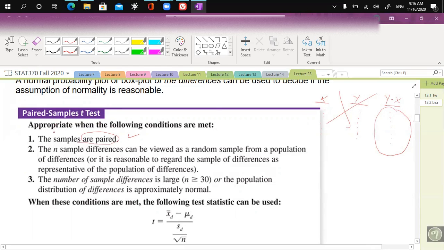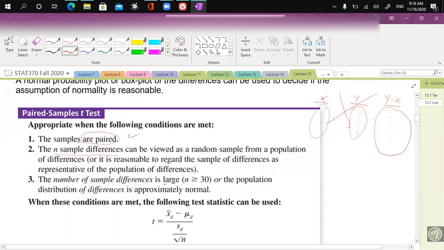So this column, that's what we mean by the n sample differences, which means this column can be viewed as a random sample from a population of differences. Now, what we're saying is, can we regard this one as a random sample? Or can we say this is representative of the population of differences? So that's what we mean. So we don't look at the X group or the Y group. We look at the difference group. Okay, can that difference group be a representative sample or a random sample?